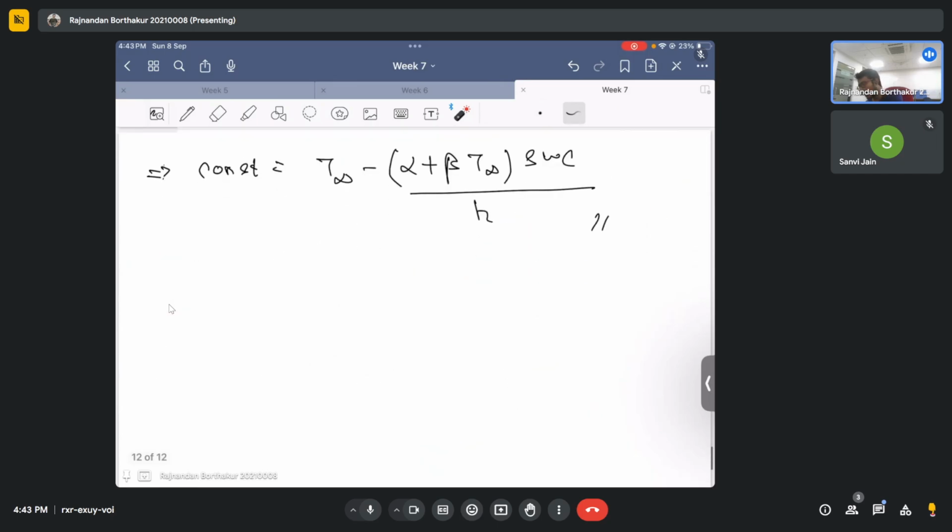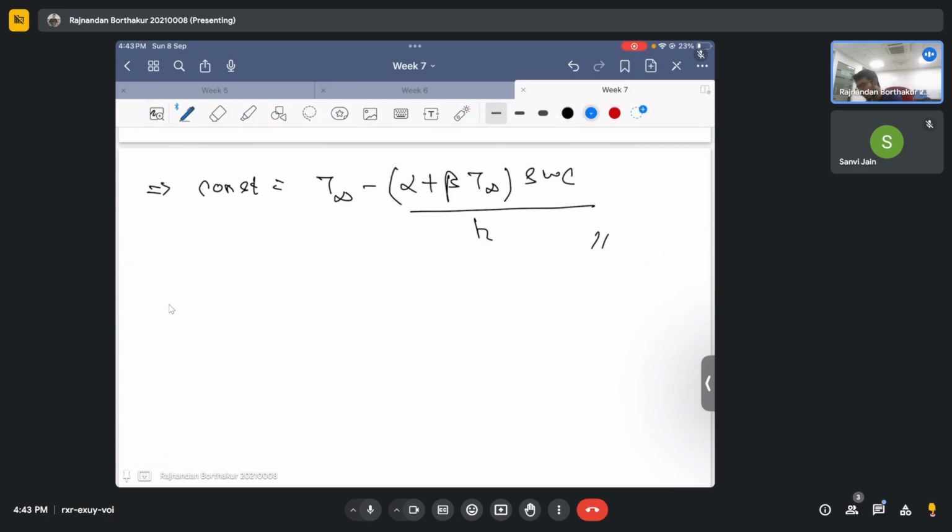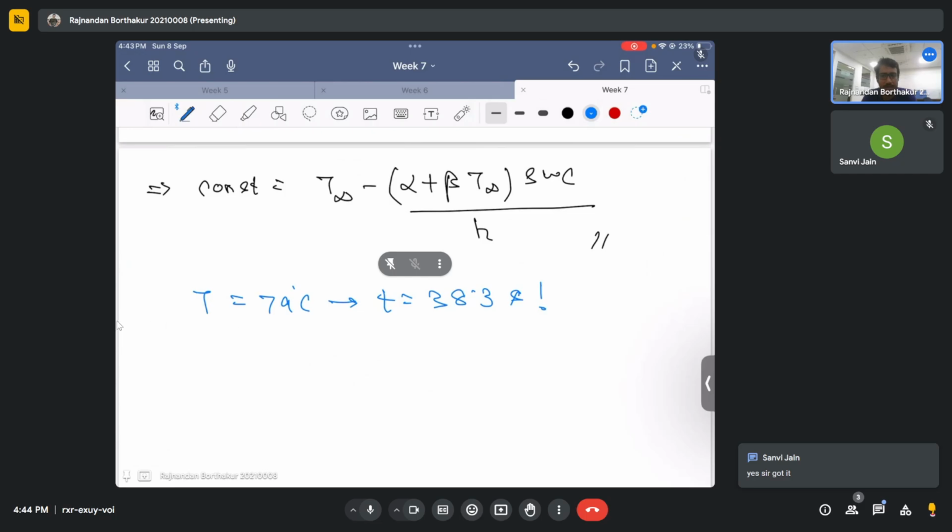So I'll just tell the answer. Check it out at your end. If you put T equal to 79 degrees Celsius, you will get the time to be around 38.3 seconds. Okay. So is it clear? Like, how do you basically end up getting the time? Or do I need to repeat? Okay, yes, okay, thank you.